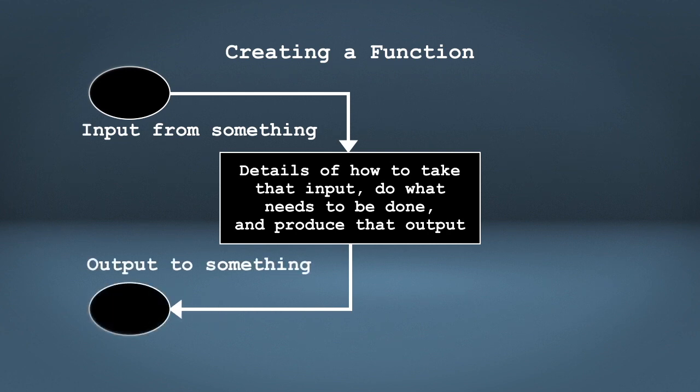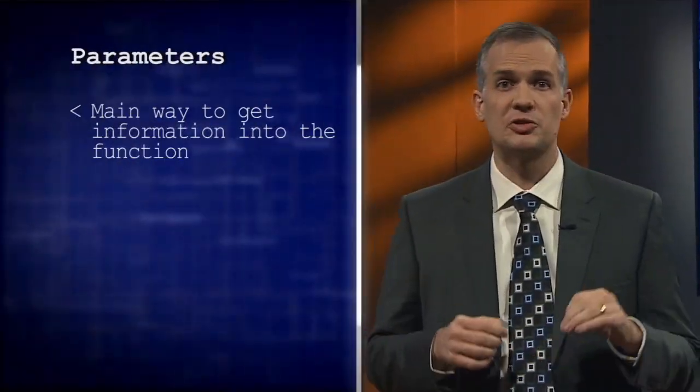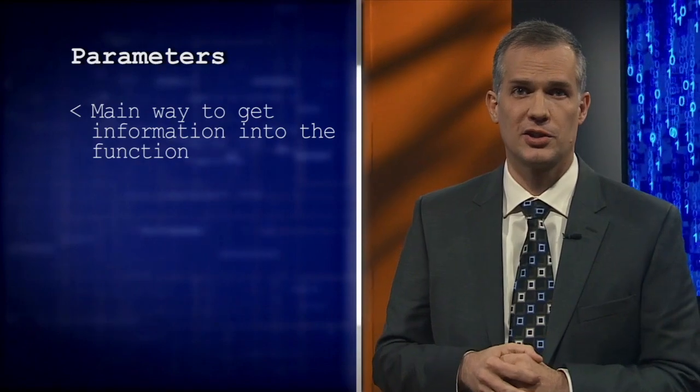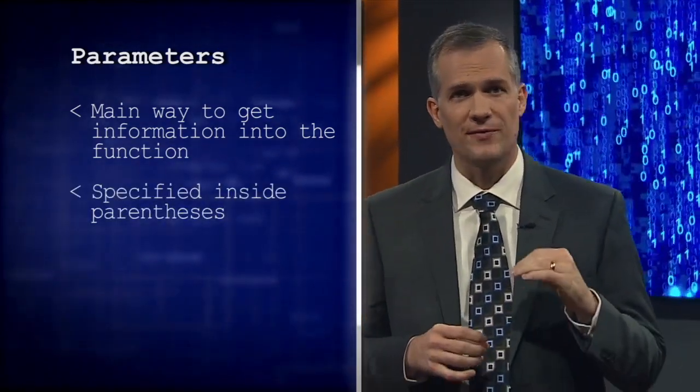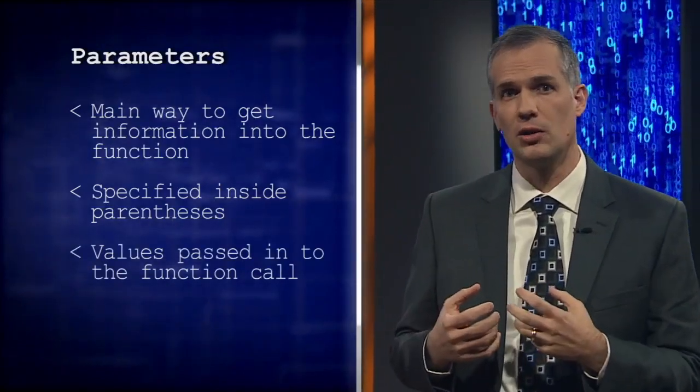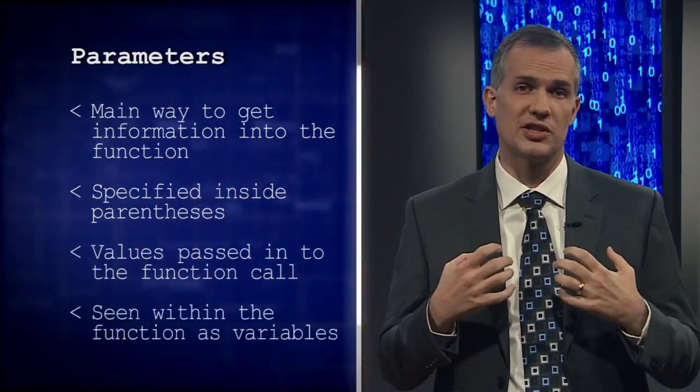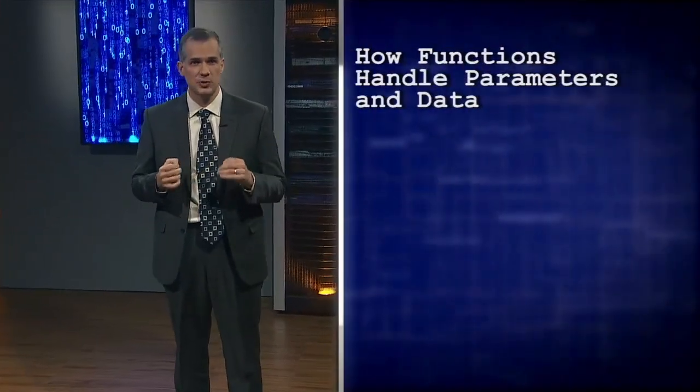There are several tricky but important details that can have a huge effect on how functions interact with the rest of your code. Most of the difficulties that can arise with functions have to do with the parameters and the variables within the function. Remember, parameters are the main way that we get information into the function. They're the things we specify inside parentheses. Arguments are the values that get passed in from the function call, while parameters are seen from within the function itself as variables.